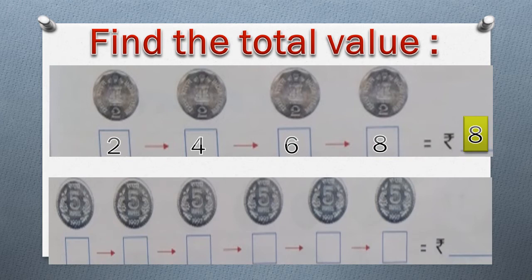The next one is, there are 6 coins of 5 rupees. When we add all together, we get 30 rupees. See, first one 5 rupees plus 5 equal 10. Again 10 plus 5 equal 15. Then 15 plus 5 equal 20. Then 20 plus 5 equal 25. Then 25 plus 5 equal 30. Then we get 30 rupees.